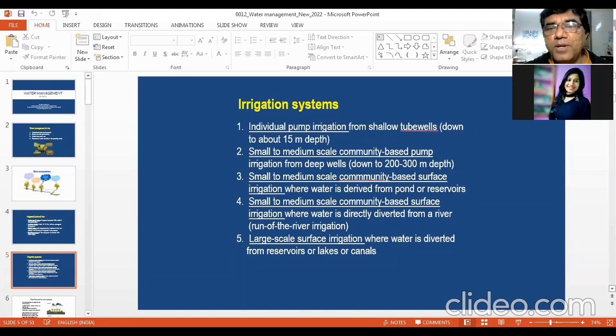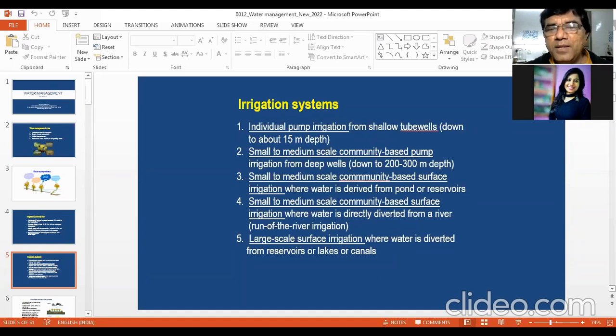So many times there are community-based ponds or reservoirs, where many farmers may have the right to draw water. These kinds of water sources are also there in the country. A small to medium scale community-based surface irrigation, where water is directly derived from a river, runoff of the river. Sometimes water from rivers is also taken by farmers, and large scale surface irrigation, where water is diverted from reservoirs or lakes or canals. So here you have canals also.